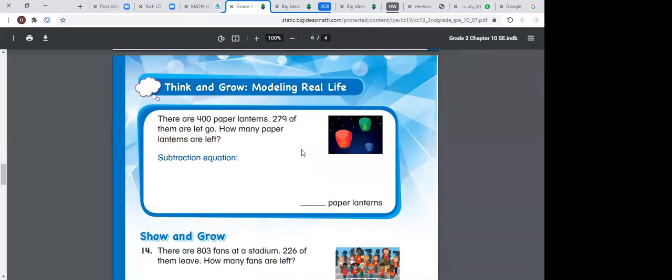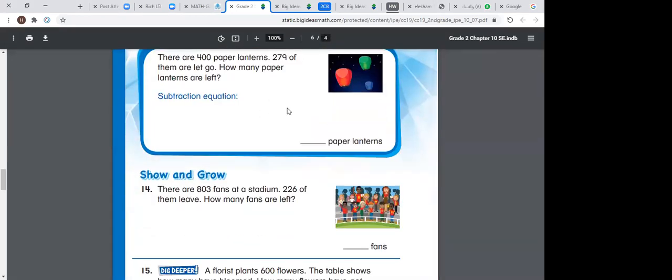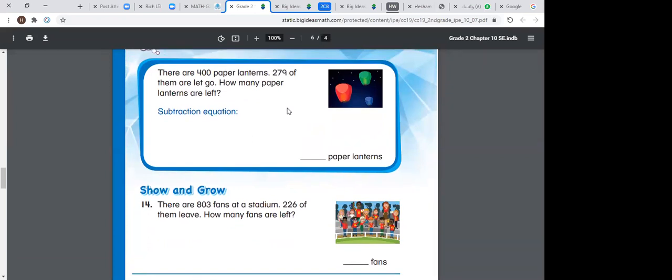Grade 2, I'll show you a video about this question. So please, all of you, pay attention to understand it well.